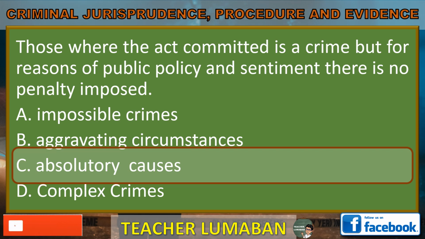Absolutory causes refer to situations where the act committed is considered a crime, but due to public policy or sentiment, no penalty is imposed. These causes can include circumstances such as self-defense, defense of others, and other justifications that relieve the offender of criminal liability, even though the act itself would typically be considered a crime.